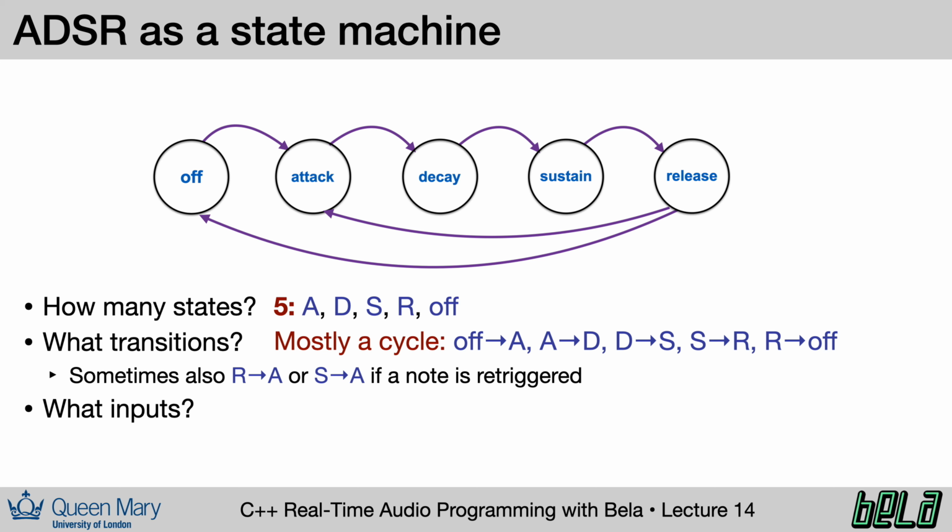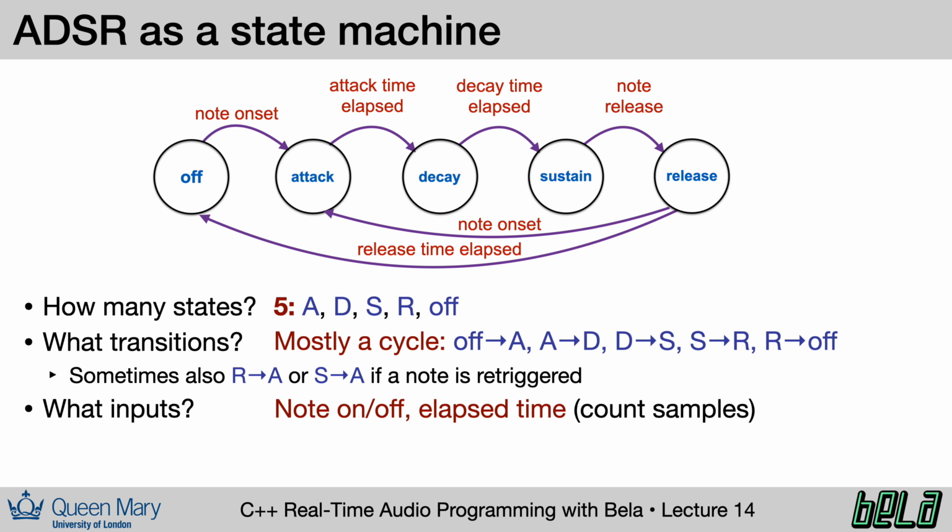Next, what inputs do we need to know when to change state? We need, at minimum, note onsets and releases and some way of measuring elapsed time. In this example, a note onset will take us from the off state to the attack state. A measurement of time will take us from attack to decay. Likewise, a measurement of time will take us from decay to sustain. In the sustain state, we remain there until we receive a note release event. Then we move to the release state. The release state will also go back to the off state after a specified period of time. On the other hand, you can see that there are two possible transitions out of the release state. If we receive a note onset before the release time has elapsed, we'll go straight back to the attack state.